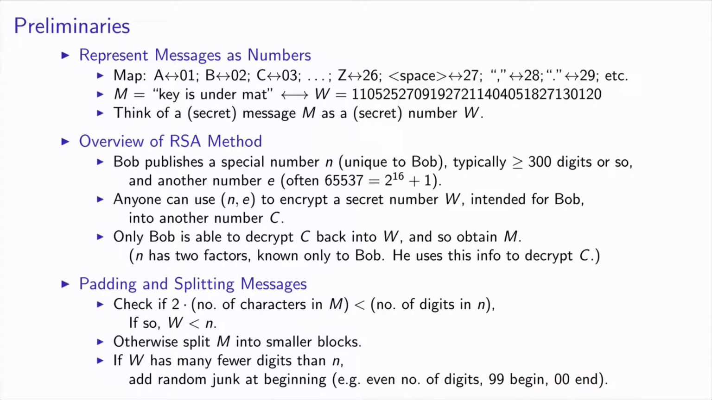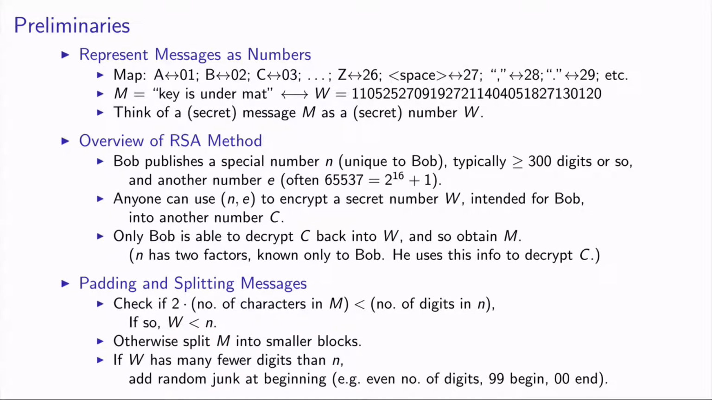Suppose that somebody has a message, M, which they want to send to Bob. In order to apply the RSA process, it's important that the number W, which comes out of M, is less than N. Now remember that every character in M is replaced by 2 digits. So twice the number of characters in M is the number of digits in W. So if the number of digits in W is less than the number of digits in N, then certainly W is less than N. Just a very simple check that W will be less than N.